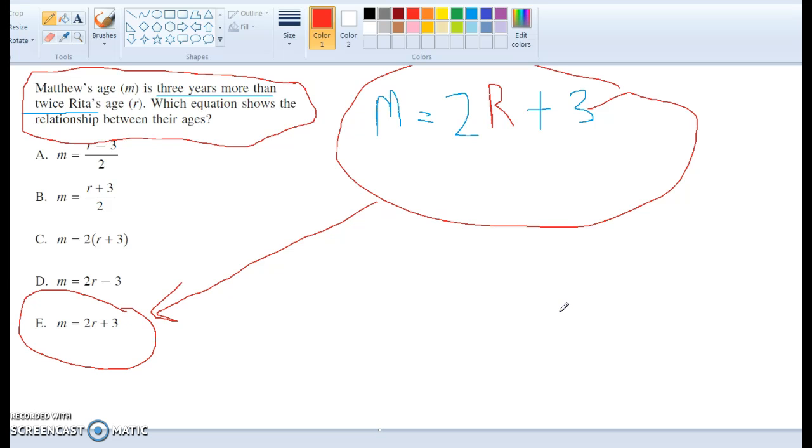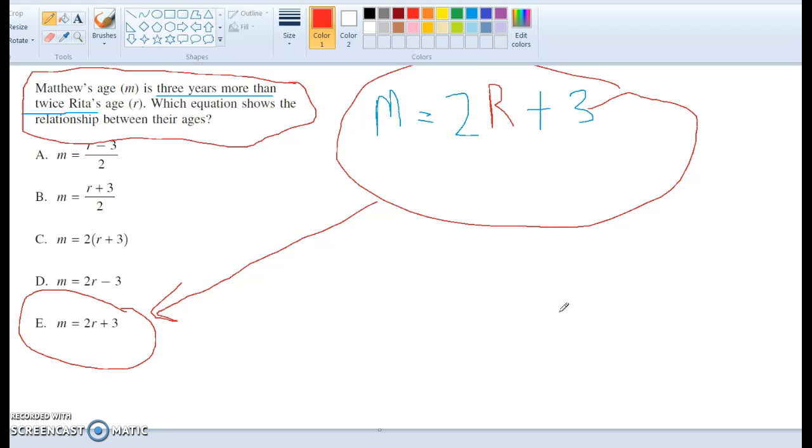Keep in mind, for these particular problems, whenever they're wanting you to figure out what the relationship is, or set up an equation or something like that, all you have to do is create your own equation and then find the one that most closely matches it.